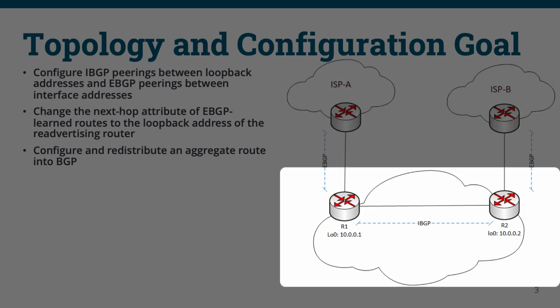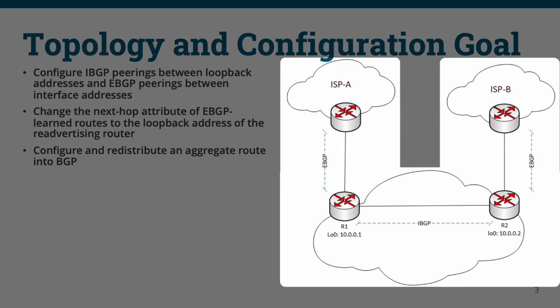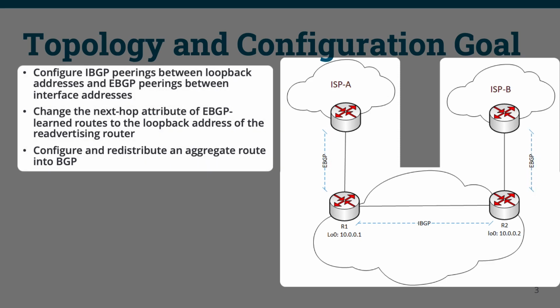We have the Enterprise Autonomous System at the bottom. The Enterprise connects to two Internet Service Providers, ISP-A and ISP-B. Our Enterprise is running iBGP internally, as we see here between R1 and R2, and we're peering with our ISPs using eBGP. During this lesson, we'll be performing these three configuration steps.